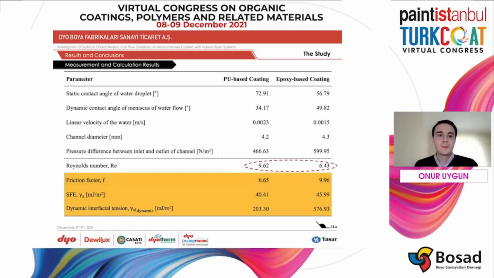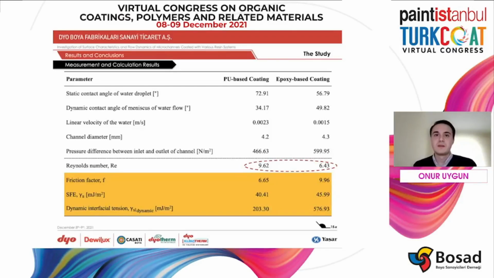So let's continue with our calculated parameters, which we will use in comparisons. Reynolds number for both flows are below 10. Both flows are laminar, of course. This is important because we want a stable flow for measurements. For other parameters, it can be seen that all these surface free energy, friction factor, and dynamic interfacial tension values are higher for epoxy-based coatings.